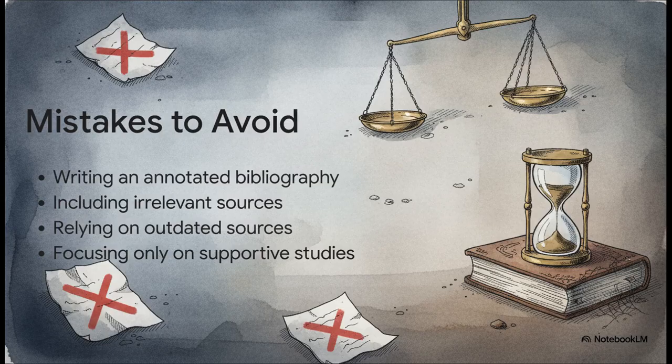Number 1, writing an annotated bibliography where you just summarize one source after another without any synthesis. We already know not to do that, right? Number 2, including too many irrelevant sources just to artificially pad your reference list and make it look longer. Stay ruthlessly focused. Number 3, relying on outdated or non-scholarly sources when recent, high-quality, peer-reviewed data is readily available. And finally, the big one, focusing only on studies that happen to support your own initial assumptions. That creates confirmation bias, and it's a huge trap. A truly balanced academic review must consider diverse perspectives and bravely explain contradictory evidence when it appears.